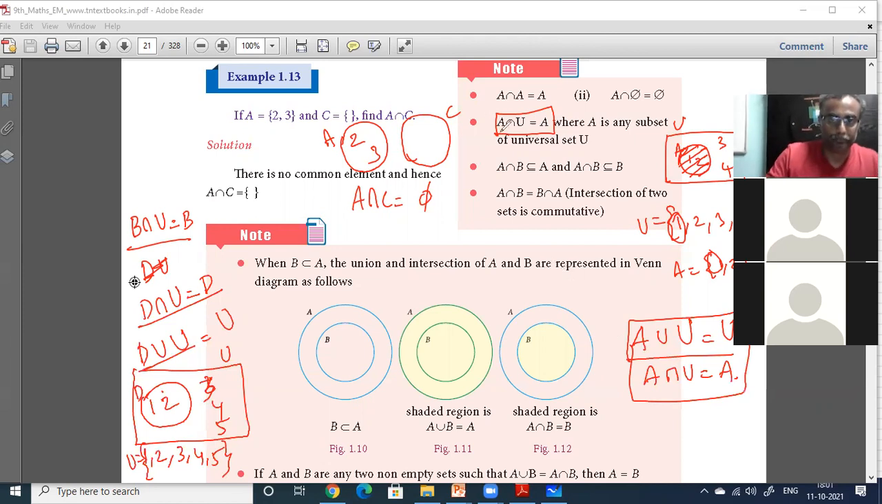Now, another thing is A intersection B will always be a subset of A. How am I telling? Look at this. A intersection B. This is A, this is B. A intersection B will be a subset of A, and A intersection B will be a subset of B.